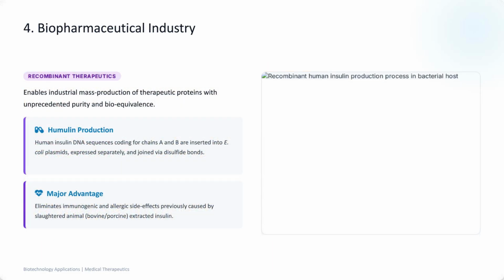Then fourth, the medical or pharmaceutical industry. The purpose is the mass production of therapeutic proteins and safer medication. An example is insulin, specifically humulin, which is mass produced using engineered bacteria to treat diabetes, right? So these are the applications of recombinant DNA technology.